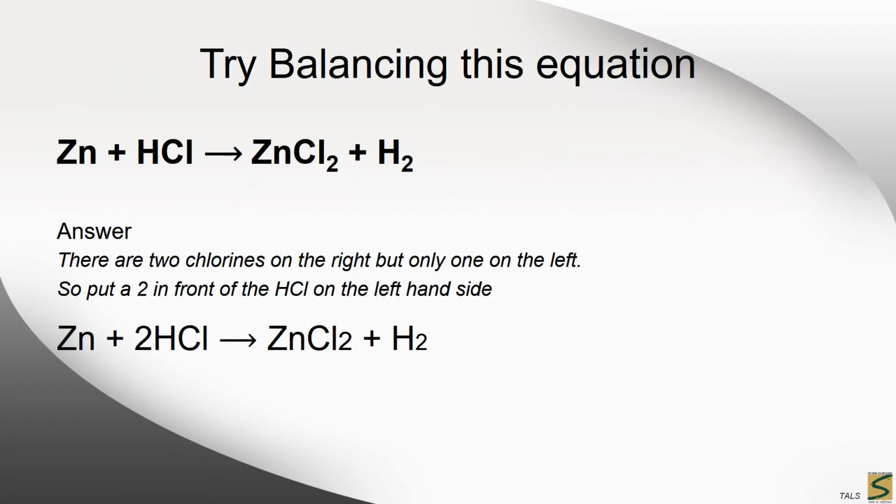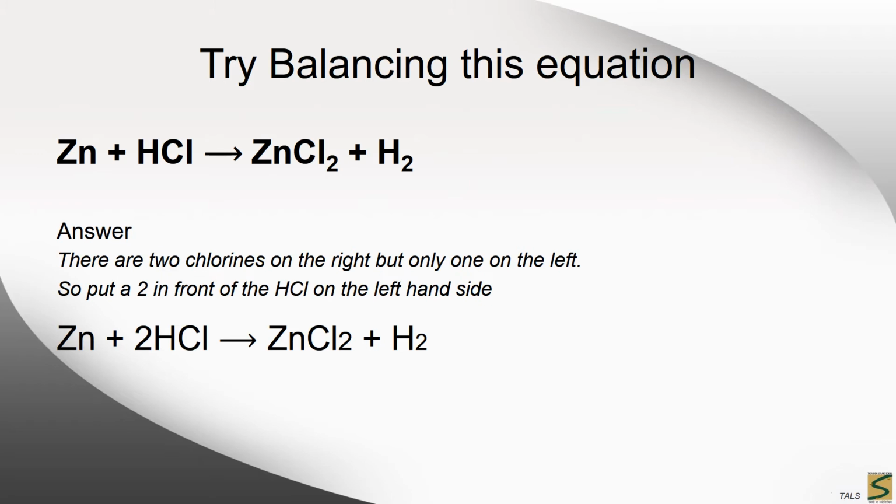Now this is a sample equation which we have to balance. Zn plus HCl gives ZnCl2 plus H2. In this reaction, when you notice, there are 2 chlorine atoms on the product side, whereas only 1 on the reactant side. To make them equal, you need to put a coefficient 2 before HCl. When you do so, the final reaction becomes Zn plus 2 HCl gives ZnCl2 plus H2.